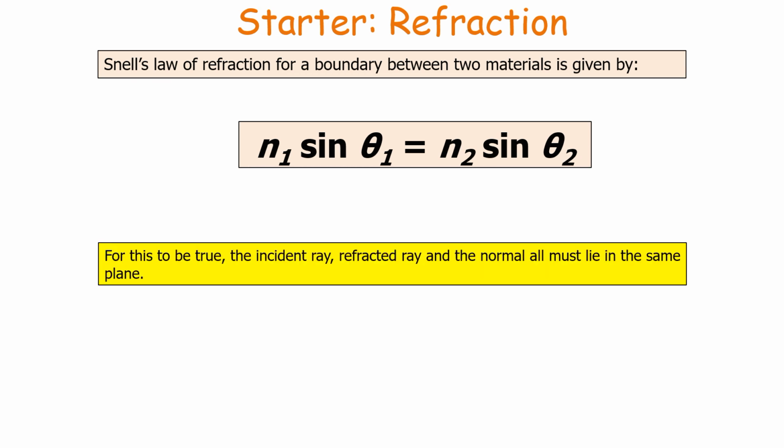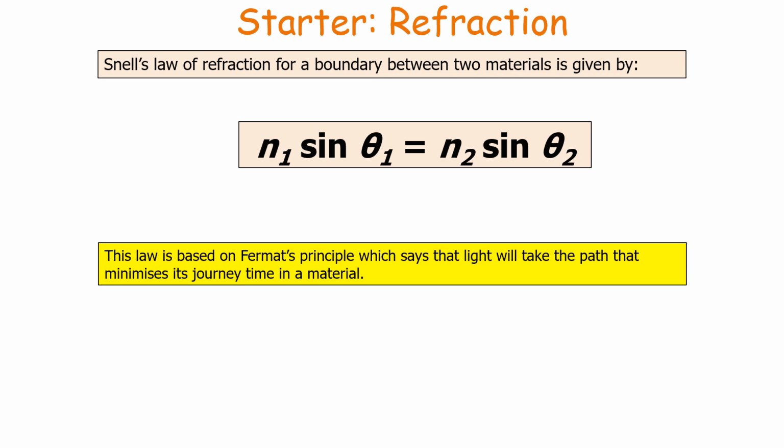material invisible. Now that tells us an invisibility cloak would work if the refractive index is always identical to the surroundings. Now we know from Snell's law n1 sine theta 1 equals n2 sine theta 2. Now for this to be true, the incident ray, refracted ray and the normal must all lie in the same plane. Now this law is based on Fermat's principle, which indicates that light will take the path that minimizes its journey time in any material.